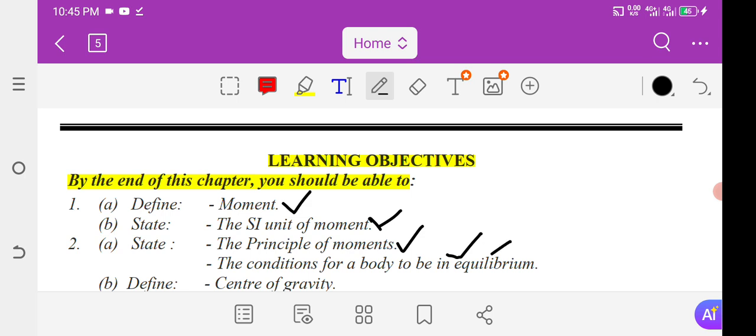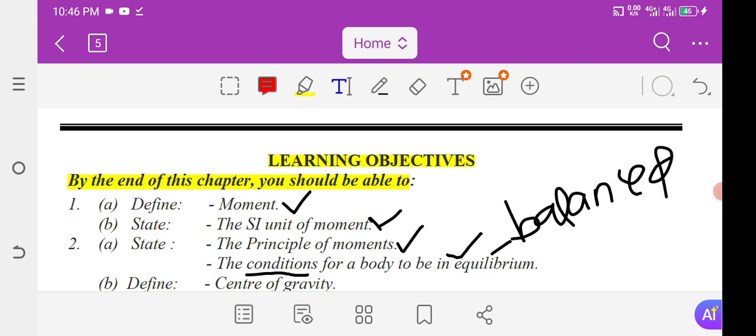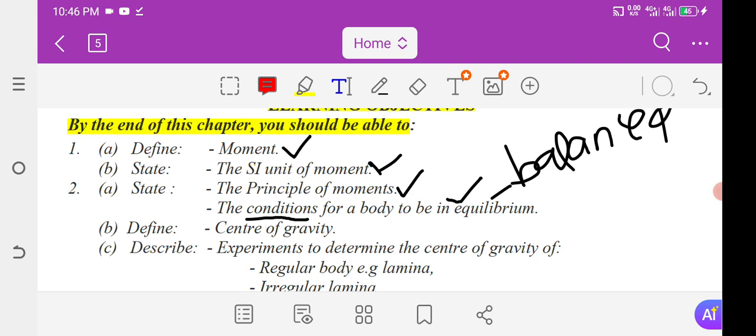Equilibrium means to be balanced. When a body is balanced and not turning, we say it is in equilibrium. So what are the conditions required for a body to be in a state of equilibrium? We shall also define the term center of mass, also known as center of gravity.